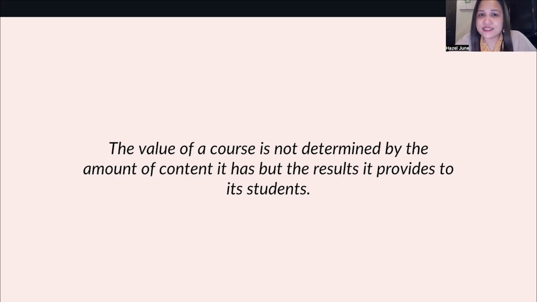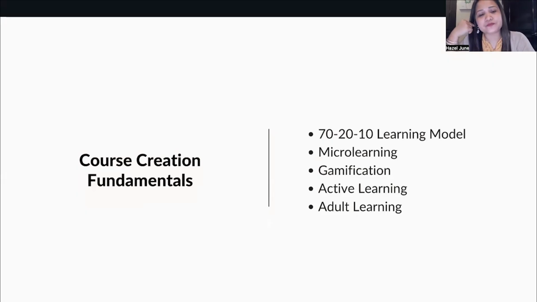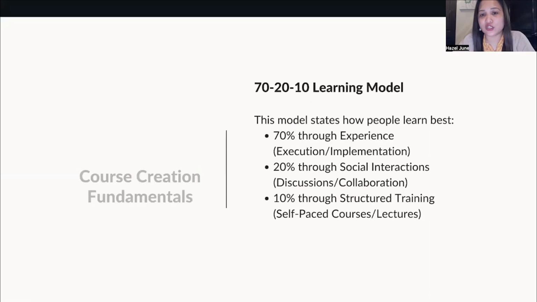Adding more content doesn't necessarily mean that the course is going to be valuable, because at the end of the day, it really is just about the results. Does the course deliver on the results it has promised? So in terms of setting students up for success, we're going to go over these course creation fundamentals. The first one is the 70-20-10 learning model. The second is micro learning. Third is gamification, which you've probably heard about a lot. The fourth one is active learning. And then finally, adult learning.